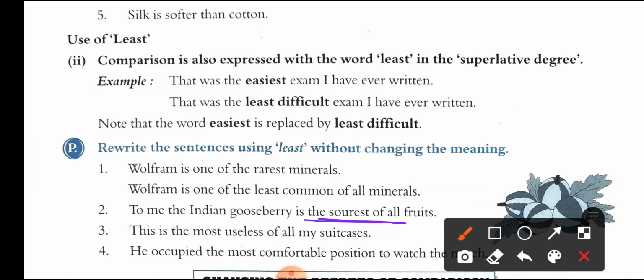This is the most useless of all my suitcases. So this is the least useless. Most will be replaced with least, and useless will be changed with useful, right? So this we have changed with least, and this we have changed with useful. So your answer is, this is the least useful of all my suitcases.